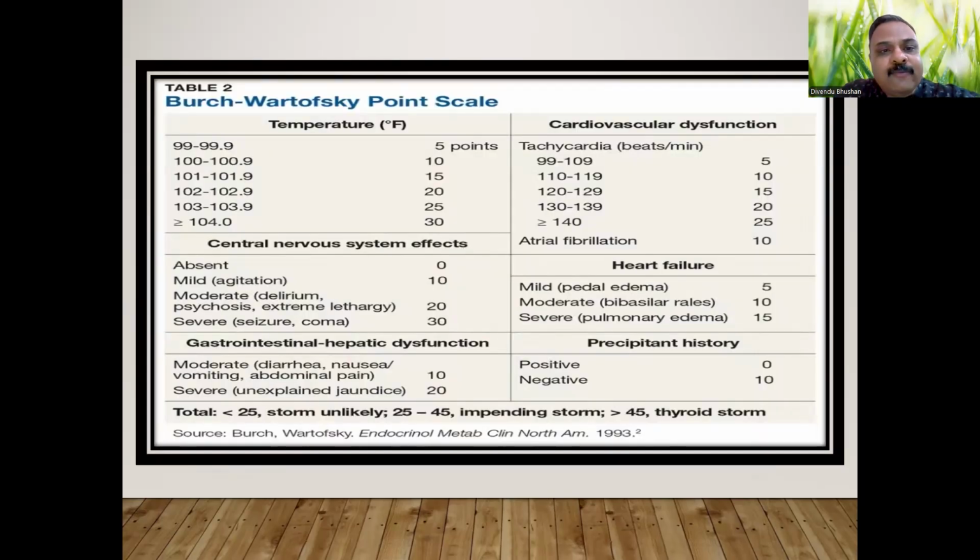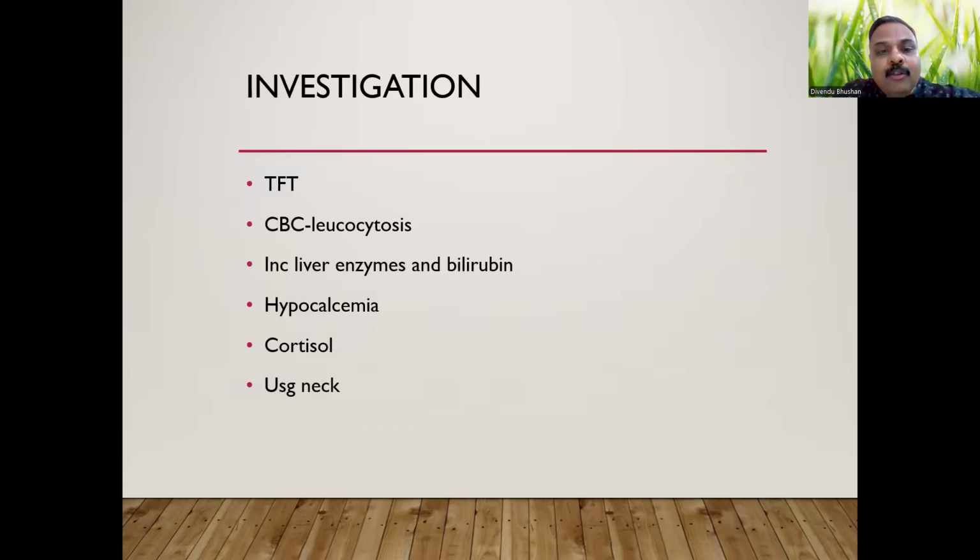There is a score called the Burch-Wartofsky point scale. It comprises temperature, CNS effects, gastrointestinal or hepatic dysfunction, cardiovascular dysfunction, heart failure, and precipitant history. If the total score is more than 45, it is highly suggestive of thyroid storm. If it is less than 25, it is highly unlikely that it is thyroid storm. What investigations will we send? We will do the thyroid profile, CBC, which can show leukocytosis, increase in liver enzymes and bilirubin. It can show hypocalcemia. We can check cortisol because it can make the person deficient in cortisol, and USG neck.